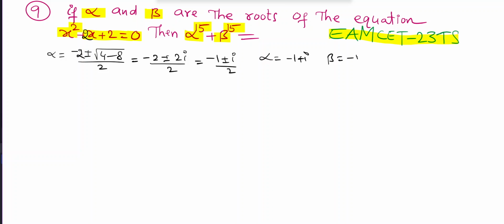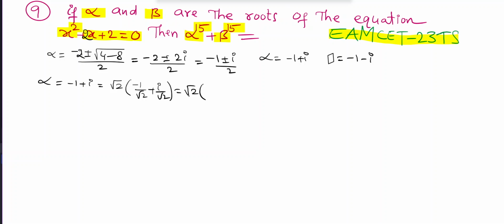Beta value is given as -1 minus i. Take alpha, so that is equal to -1 plus i. This is dividing by root 2. Here a value is -1, b value is 1. Find a square plus b square, that is 1 square plus 1 square is 2. Multiplying and dividing by root 2, this is -1 by root 2 plus i by root 2. This is equal to root 2 into -1 by root 2.